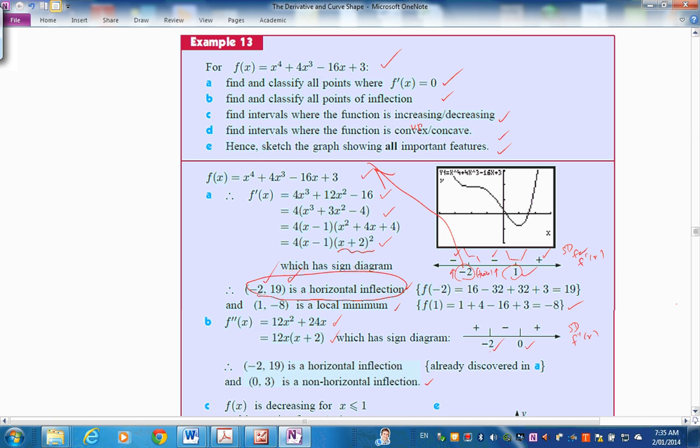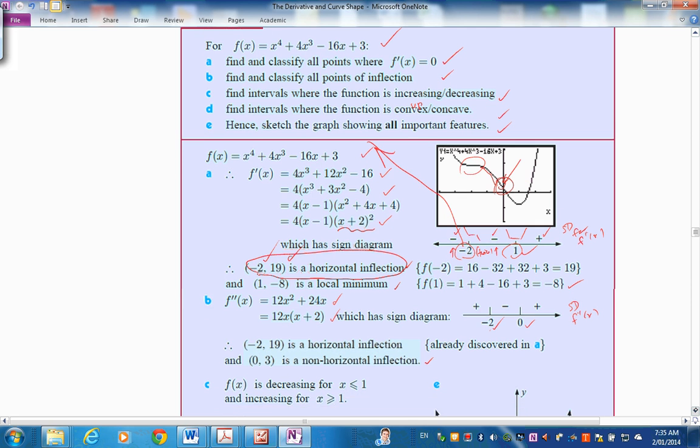Okay. What does that mean? Well, here's our point of inflection here, and in here somewhere it's concave down. In here it's turning to concave up, so that's our function in there, (0, 3), right on the y-axis there. x is 0.